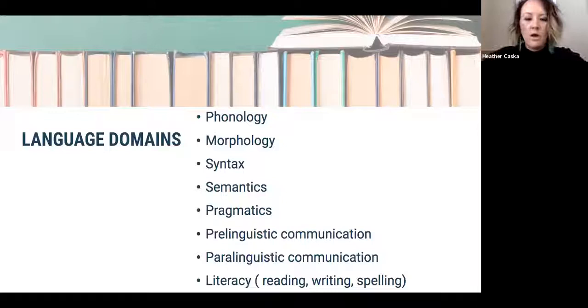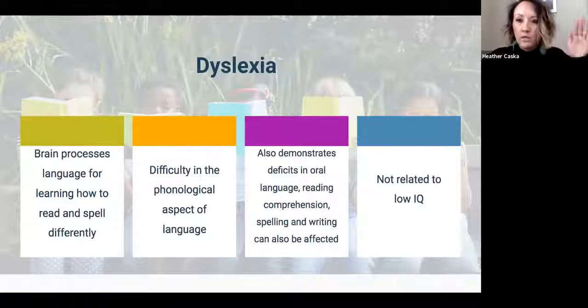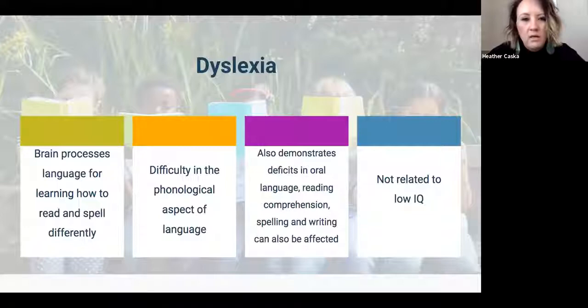So just a quick refresher on the definition of dyslexia. We know it's when our brain is processing language differently for how we learn to read and spell. The breakdown typically is in the sound system of language, that phonological aspect. When we looked at the previous slide at all those different domains of language, the first one listed was phonology, the sound system of language. It's also important to remember that these kids often have difficulties with their oral language skills, reading comprehension, and spelling, and of course their writing is affected. And we also know that it's not related to their intellectual abilities.